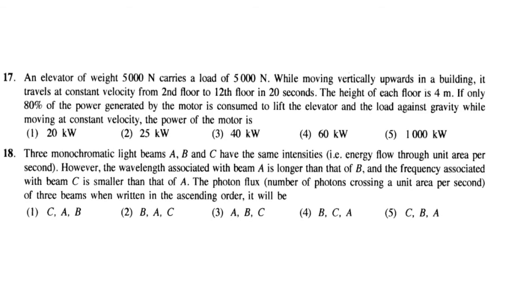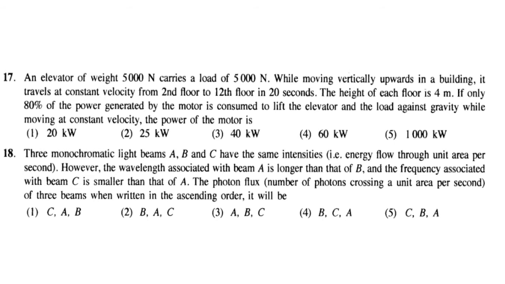Question number 17. An elevator carries a load. It is moving vertically upwards in a building with a constant velocity from the second floor to the 12th floor in 20 seconds. The height of each floor is 4 meters. If only 80% of the power generated by the motor is consumed to lift the elevator and the load against gravity while moving at constant velocity, they are asking for the power of the motor.